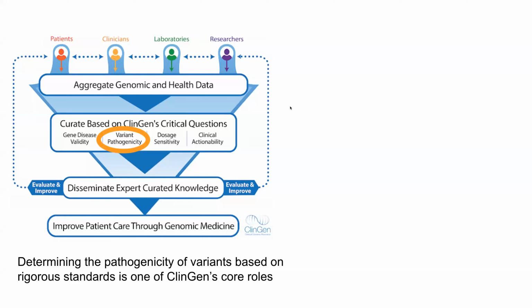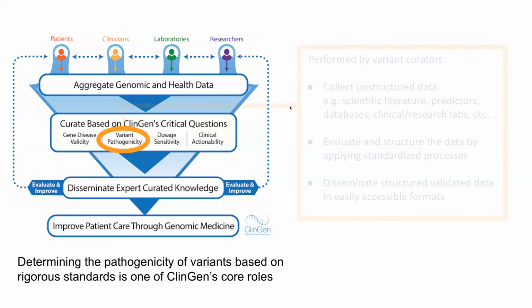Here's a diagram from the ClinGen website that shows the overall ClinGen mission, the primary goal of which is to improve patient care for everyone through genomic medicine, which it aims to achieve by disseminating expert curated knowledge. As you can see, determining the pathogenicity of variants based on rigorous standards is one of ClinGen's core roles.